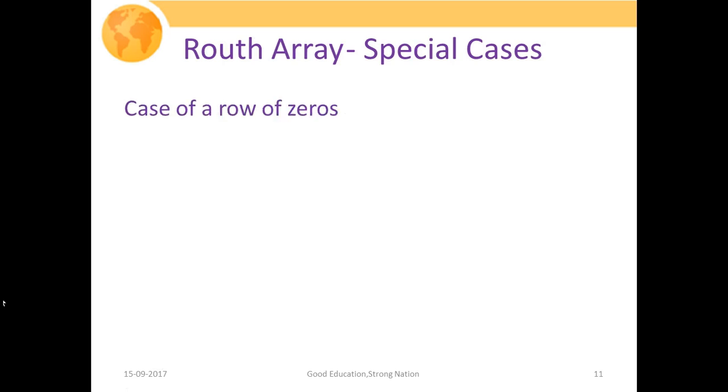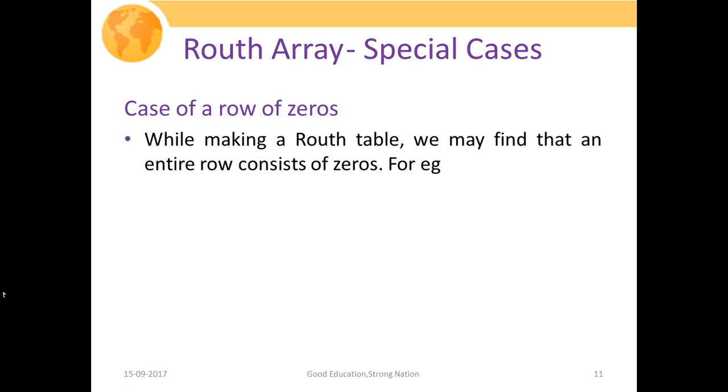So now another special case is the case of rows of zeros. We'll simply call it RoZ, or rows of zeros. While making a Routh table, we may find that an entire row consists of zeros. For example, let us consider this particular polynomial, s^5 plus 2s^4 plus 24s^3 plus 48s^2 minus 25s minus 50. So let us evaluate the Routh table for this particular polynomial.